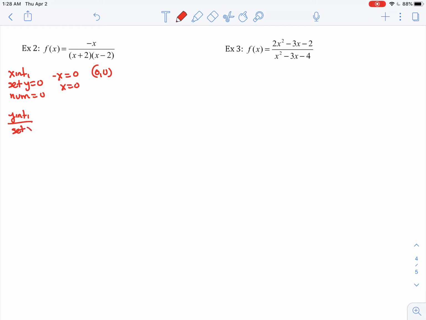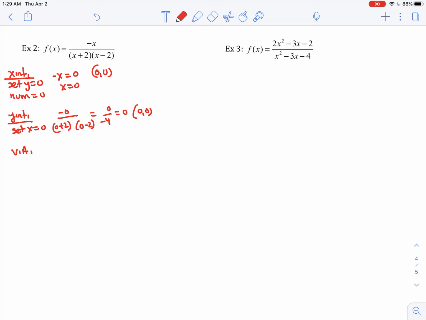For our y-intercepts, we always set x equal to 0, and if I set x equal to 0 here, I have a negative 0 over 0 plus 2 and 0 minus 2, and I basically have 0 over a negative 4, which is equal to 0. So my y-intercept is that same point, (0, 0). It's both our x and our y-intercept here.